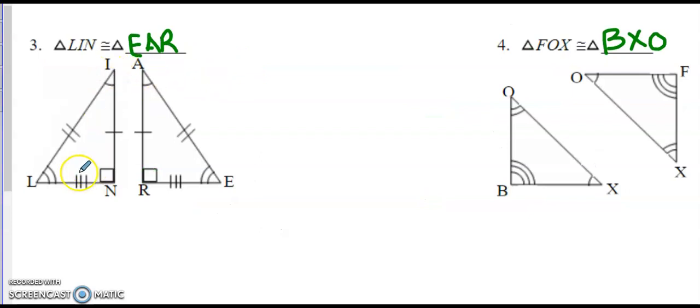So in problem 3, angle L and angle E are both marked with a double tick mark or arc, so they're going to be first. I and A would be second, single, and then N and R would be last because they're marked with right angles. In this problem over here, if I look at this one, it appears we have angles and angles, but this one cannot be determined. Actually, it just simply doesn't work.